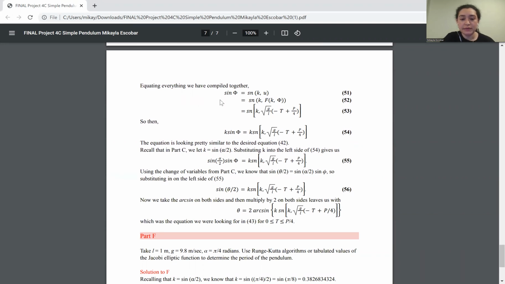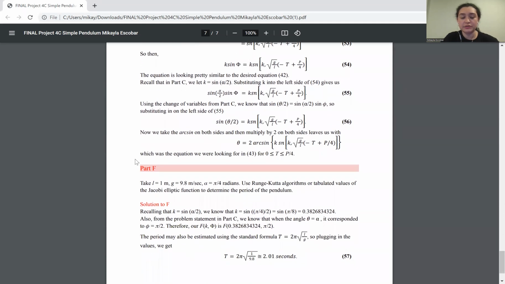So to make it look like the desired equation, we're going to multiply by k on both sides here. We're going to be left with k sin φ and k times all of this. So we're pretty close. All we need to do now is make the left side look a little bit more like the desired equation.